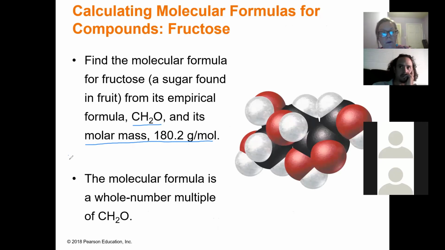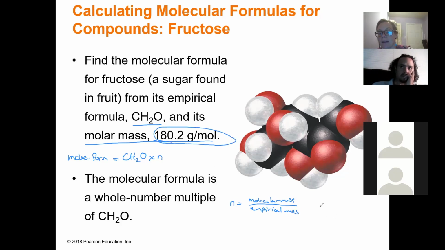Okay, well, my molecular formula is going to equal my empirical formula, CH2O times N. What does N equal again? N equals my molecular mass divided by my empirical. Remember, molecular mass is given to you. So in this problem, it's that thing right there.